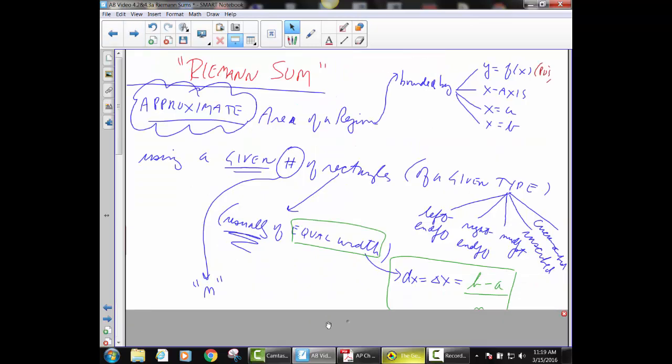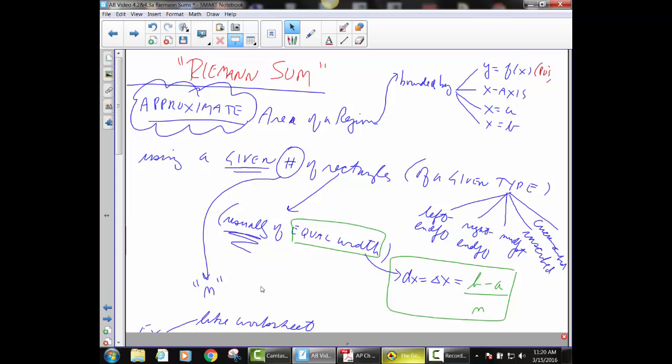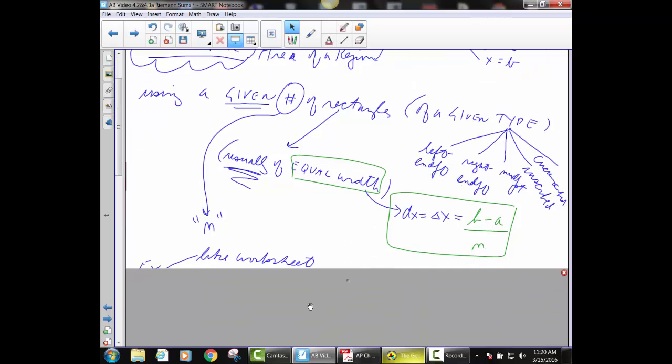Okay, so you're going to be given the number of rectangles. It's not up to you to guess how many rectangles you're going to be using. You'll be told whether they're left endpoint, right endpoint, midpoint, inscribed, or circumscribed. Usually they'll tell you they're of equal width. Obviously, if I'm going, say, from 0 to 10 and I have 5 rectangles, then the width of each one is 2, which is 10 minus 0 over 5. Okay?